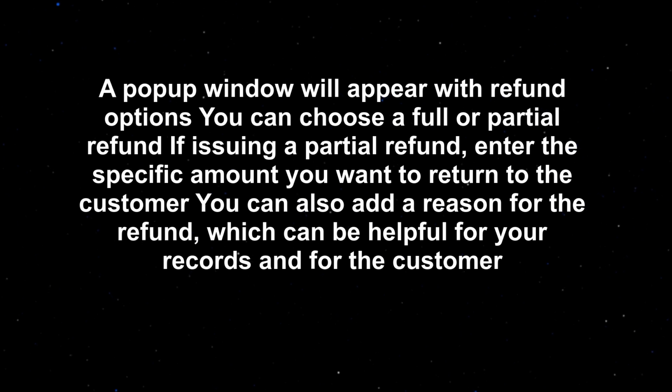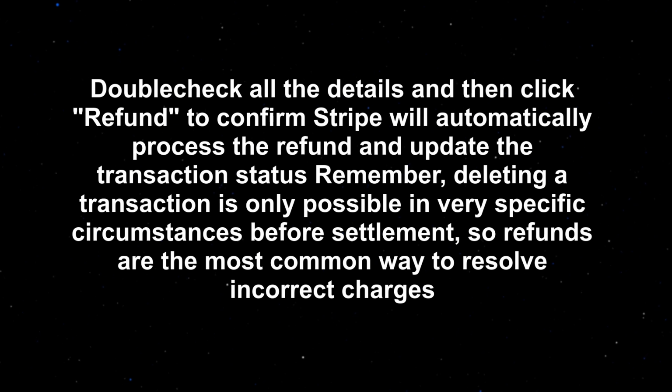You can choose a full or partial refund. If issuing a partial refund, enter the specific amount you want to return to the customer. You can also add a reason for the refund, which can be helpful for your records and for the customer. Double-check all the details and then click Refund to confirm. Stripe will automatically process the refund and update the transaction status.